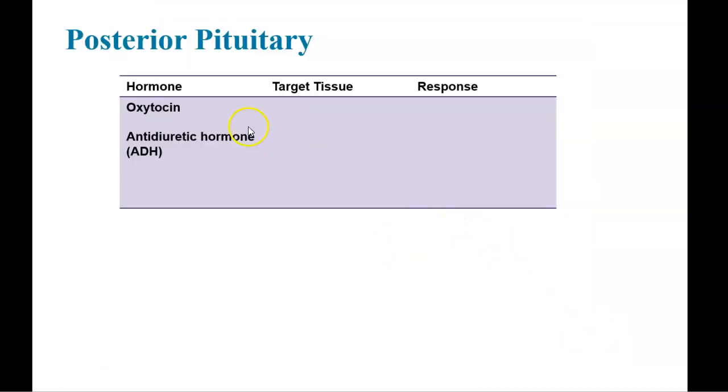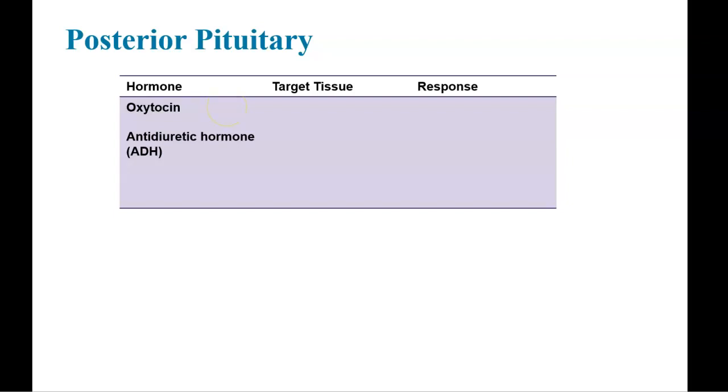And in the posterior pituitary gland, that's where you're going to find oxytocin and antidiuretic hormone. These two hormones are not made in the posterior pituitary, but they're stored in the posterior pituitary. They're made in the hypothalamus.